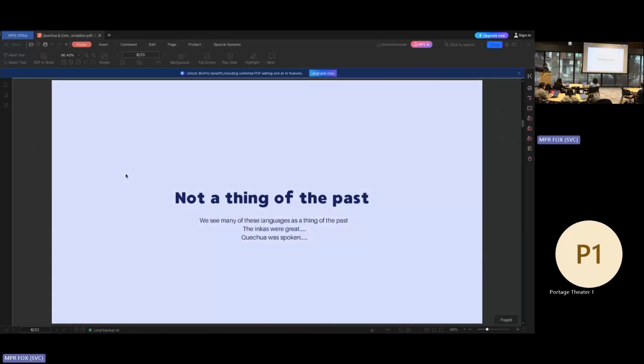But at the same time, I don't want us to think of the whole language, in this case Quechua, as something that is a thing of the past. Most people from Peru see this language, and perhaps even other people around the world, as indigenous languages, something that is part of an ancestral history, and that should stay like that. Some people think like that, but I want to focus the presentation on seeing it more as a thing of the present.